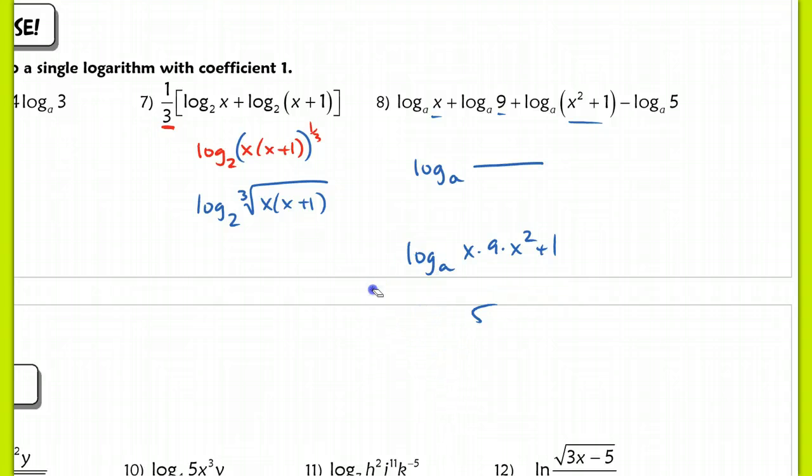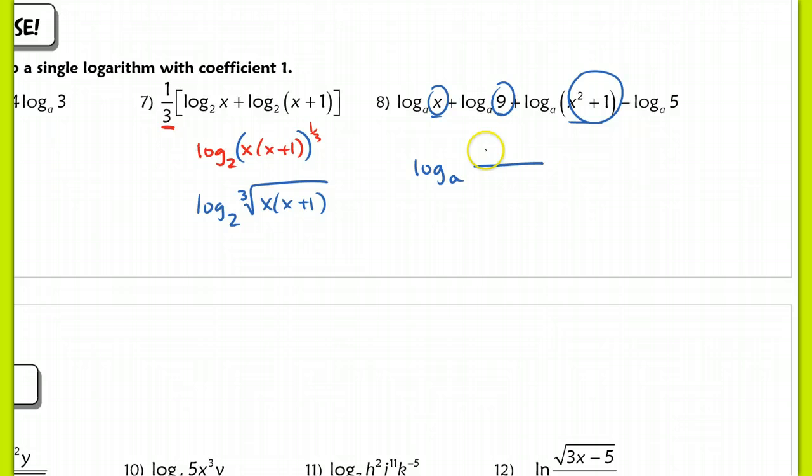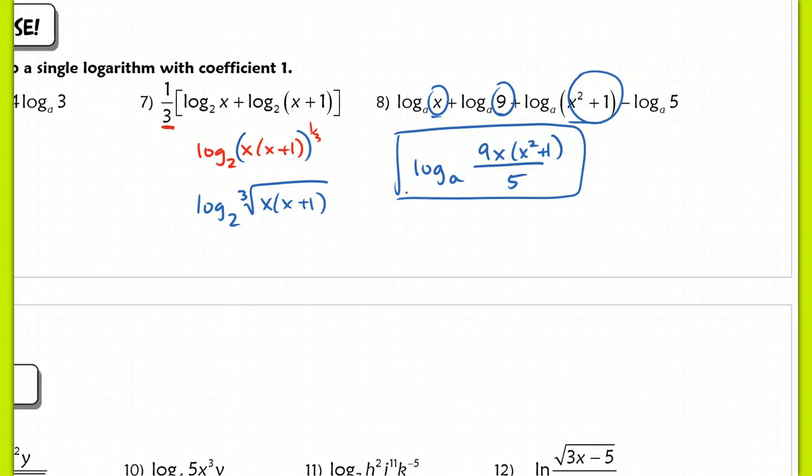It's a common error, but it just goes back to making sure you have a really good base of understanding of the log properties. All right, so anyways, I'm going to take each argument here and multiply them together. So I have x times 9. I'm just going to rewrite that as 9x instead of x9, times x squared plus 1. And then that entire expression here is getting divided by 5. All right, and that would be my final answer here. So that was a pretty short one, pretty easy one. I know it looks hard, but it ends up being pretty simple.